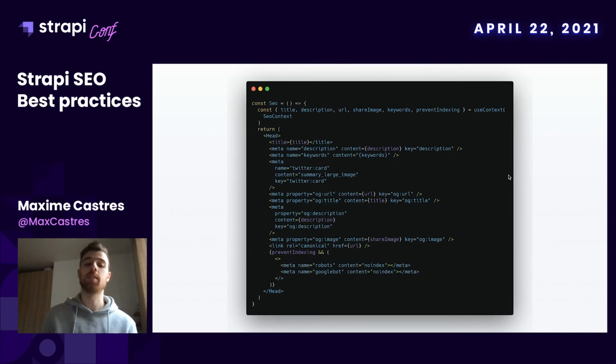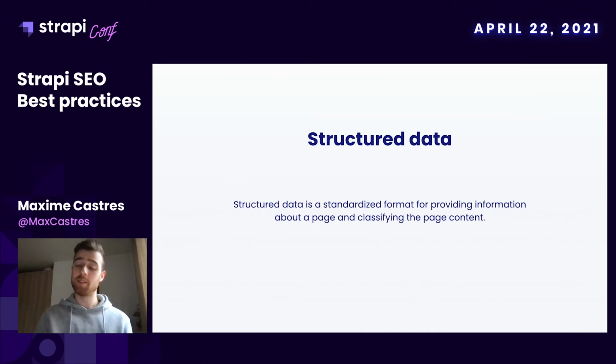So here, using React, you will have an SEO component that will fetch all these fields: the title, the meta title, meta description, the share image, the keywords, prevent indexing, etc. And you will generate all the meta tags depending on that. Here you can see that if prevent indexing is on, you can use the meta name, both the meta tags that tell search engines to not index the pages, etc. So that's it for the metadata, and now we can go on to the structured data.